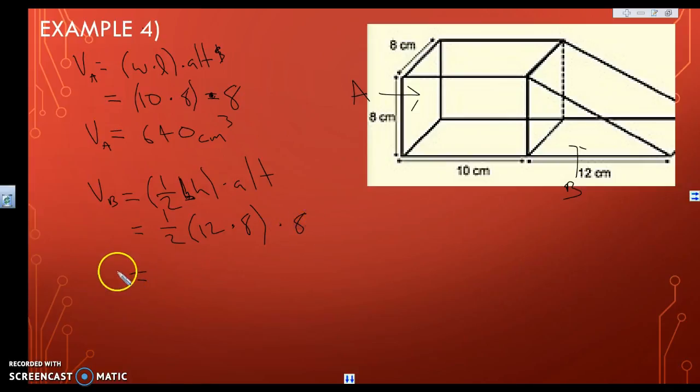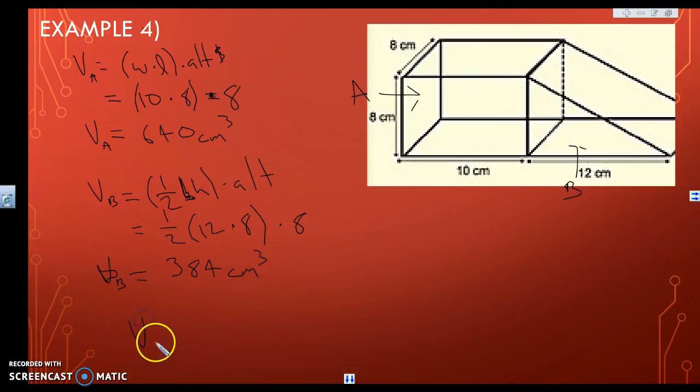So let's go ahead and multiply this out. Volume of figure B is given by 1/2, so 0.5, times 12 times 8 times 8, which is equal to 384 centimeters cubed.